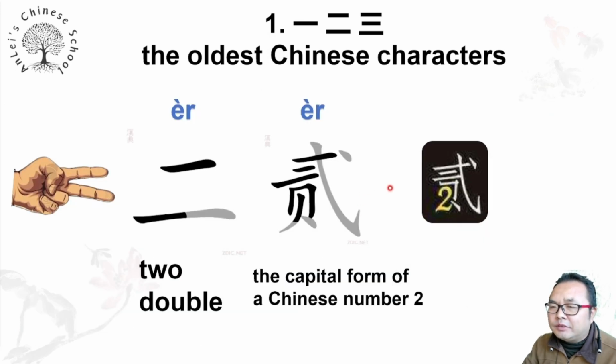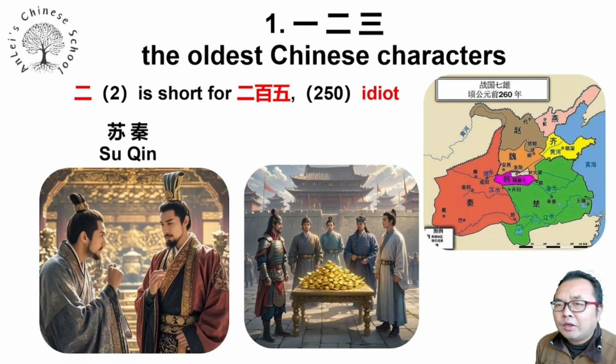And this is the 二. If we say somebody is a 二, that means he is an idiot, foolish, stupid. 二 is short for 二百五, 250. And the story goes like this.